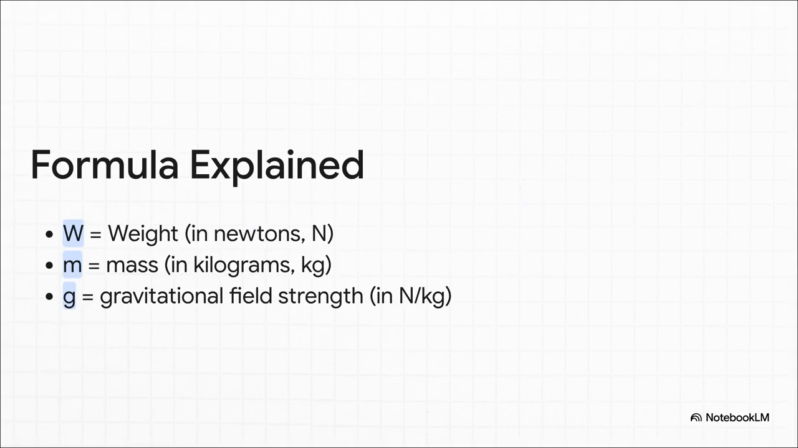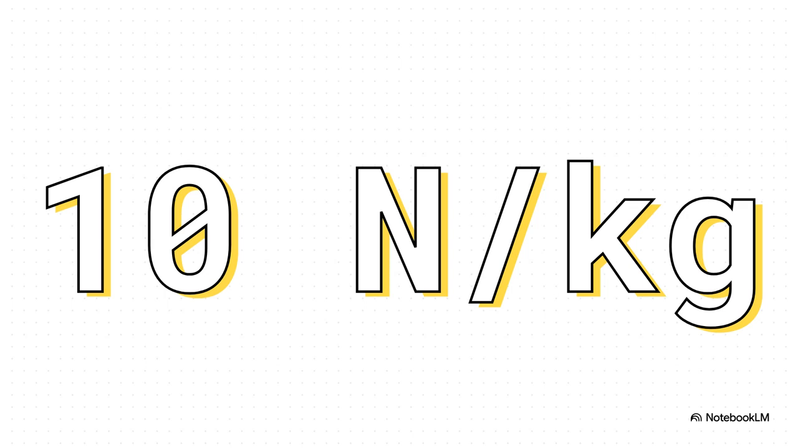W stands for weight, and we measure that in newtons. M is for mass, which we measure in kilograms, and that little g represents the gravitational field strength. It tells you how strong the pull is in a certain location. Its unit is newtons per kilogram. Now right here on the surface of Earth, the value for g is approximately 10 newtons per kilogram. So what does that mean? It means for every single kilogram of mass an object has, the Earth pulls down on it with about 10 newtons of force. For your O-level exams, this is the magic number you're going to use.